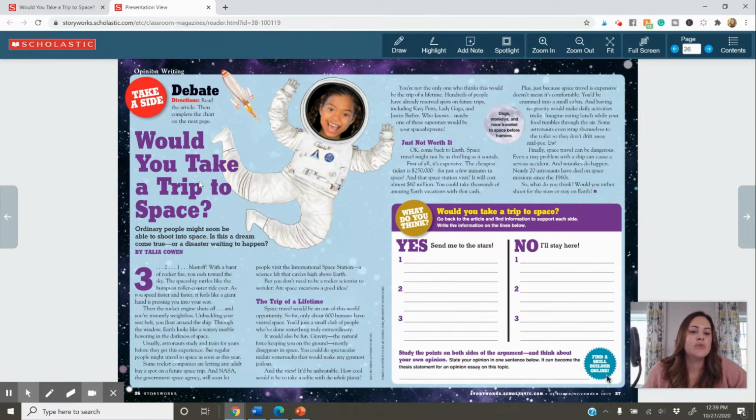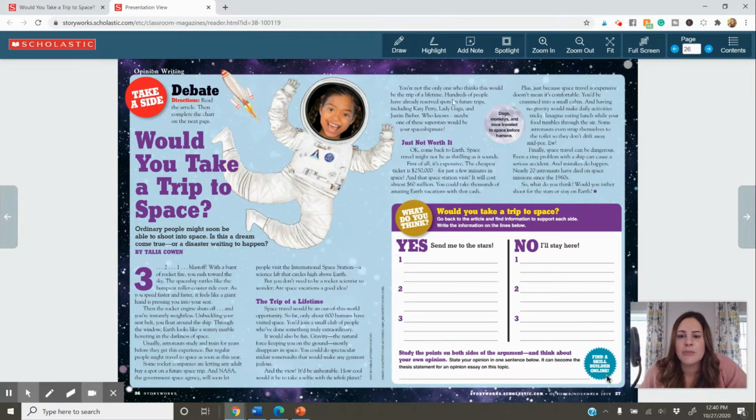So it says, would you take a trip to space? And then basically what it does is it gives you a little introduction about going to space. And then here there's a subheading that says the trip of a lifetime. Space travel would be an out of this world opportunity. And it basically has all these reasons for why it would be so wonderful and so great.